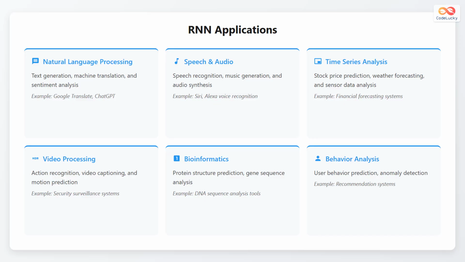Siri and Alexa. For time series analysis, RNNs are employed in stock price prediction, weather forecasting, and sensor data analysis, often used in financial forecasting systems. In video processing, RNNs contribute to action recognition, video captioning, and motion prediction, which are used in security surveillance systems. RNNs also play a role in bioinformatics, aiding in protein structure prediction and gene sequence analysis, as seen in DNA sequence analysis tools. Lastly, they are used in behavior analysis for user behavior prediction and anomaly detection, powering recommendation systems.